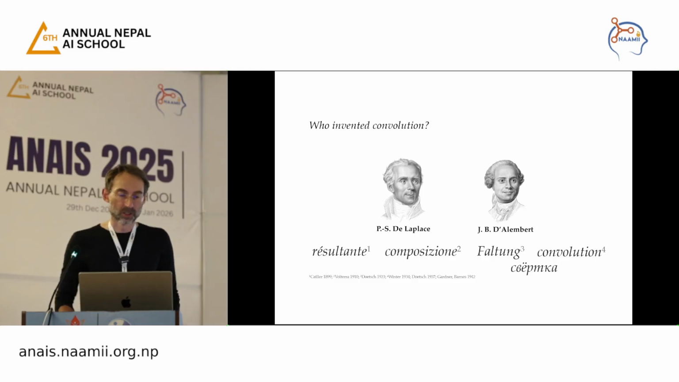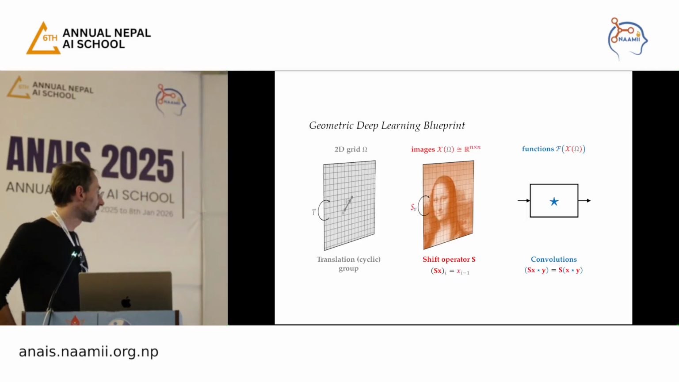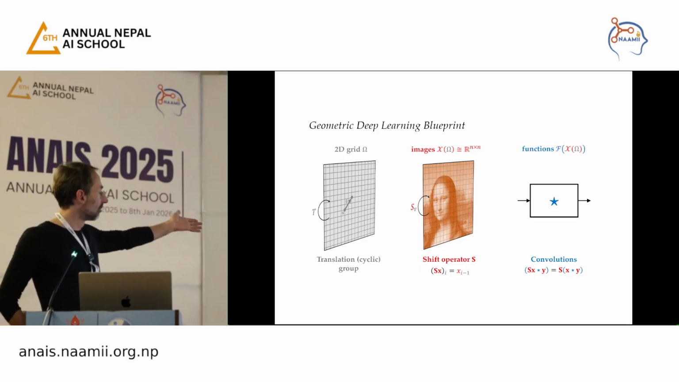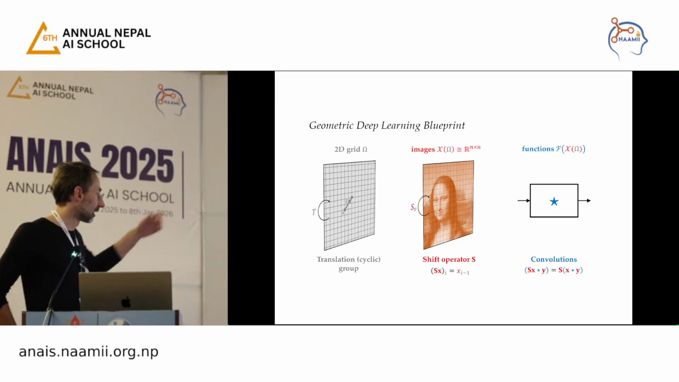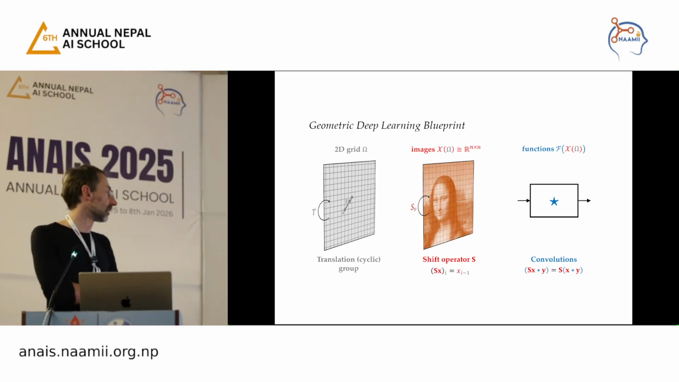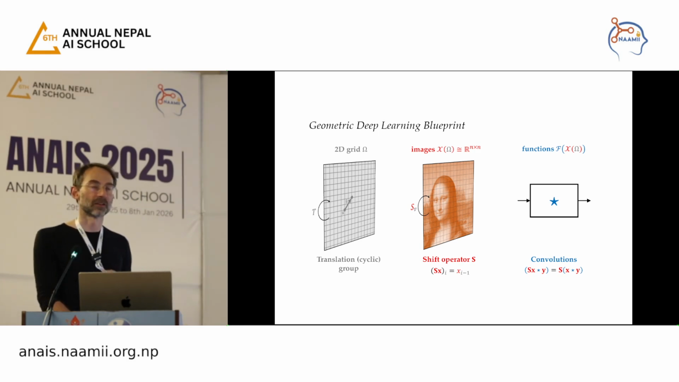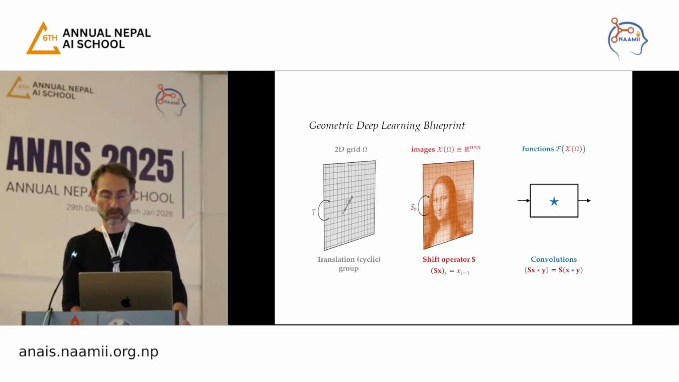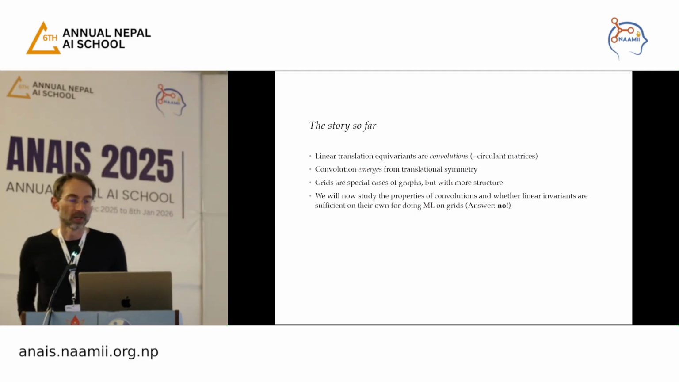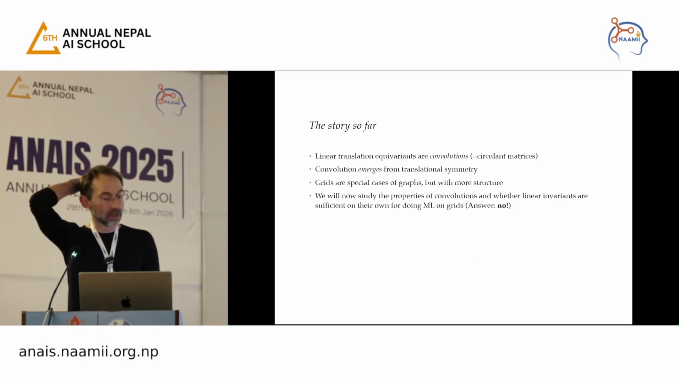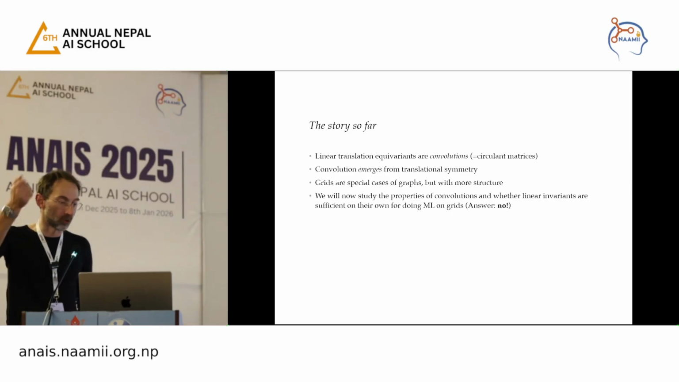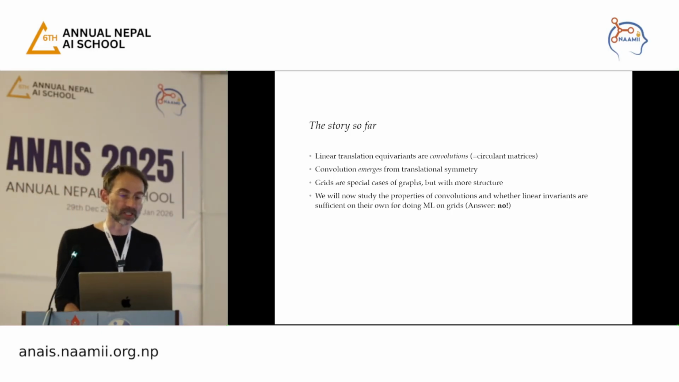Okay, so again, in our blueprint, we have a domain which is a grid. We have the translation, the cyclic group in this case, and its representation is the shift operator, and the linear equivariant operator is the convolution. So this is what we've seen so far. Linear translation equivariants are convolutions. Convolutions emerge from translational symmetry, and grids are special cases of graphs, but with more structure.